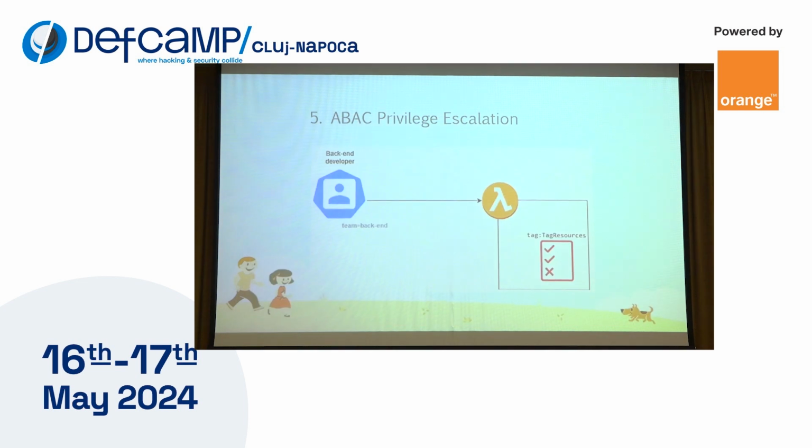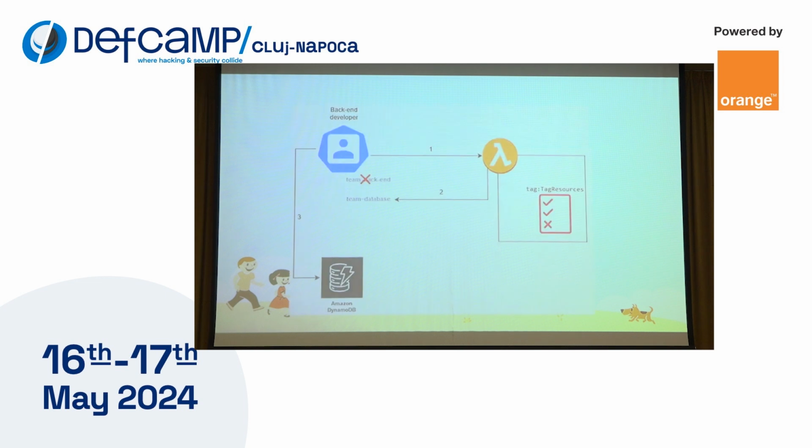But the issue appears when backend developers, especially, have permissions to modify Lambda functions, and Lambda functions, ironically, in a well-implemented AWS account, are doing automation and have permission to modify tags. So this backend developer can modify the code from this Lambda function, or maybe he can just invoke it and change the tags. So it would work something like this. The backend developer will invoke or modify the Lambda function that has permission to modify tags.